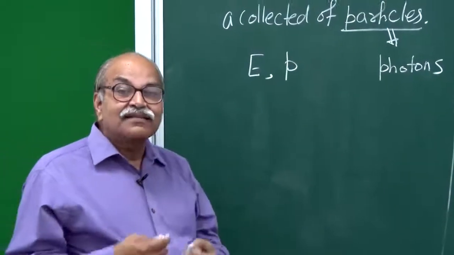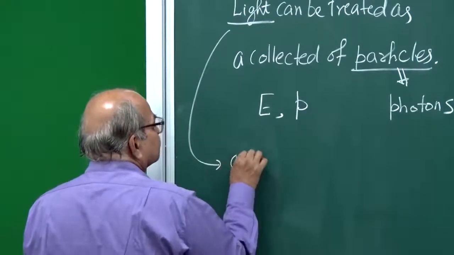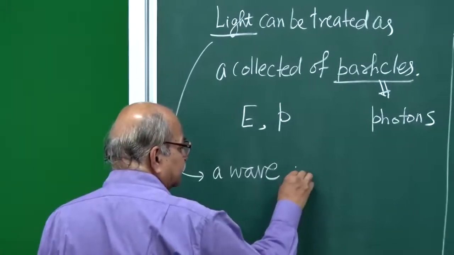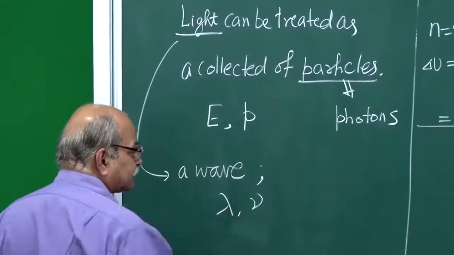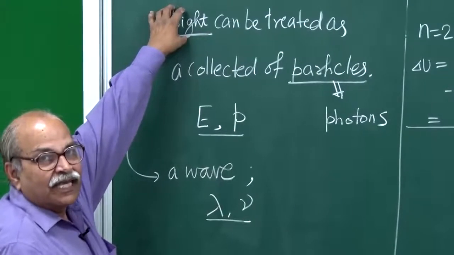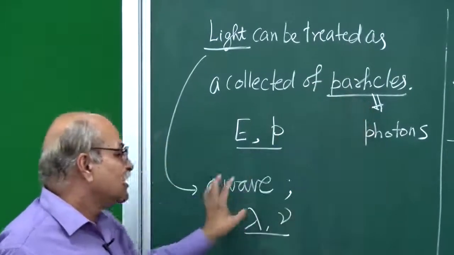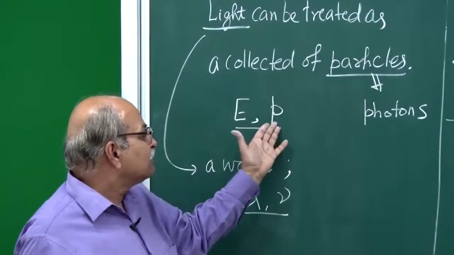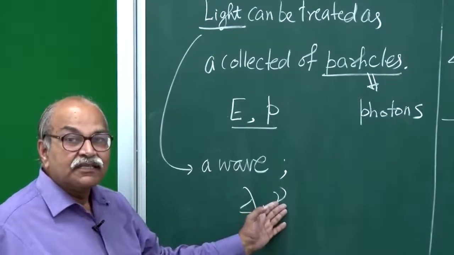These are particle characteristics. At the same time, this light can also be treated as a wave. And when it is treated as a wave, the characteristic things are wavelength and frequency. So the same object, light or EM radiation, can be regarded as a collection of particles, a collection of photons, or a wave. When you talk in terms of photons, you talk of energy and momentum. When you talk in terms of waves, you talk of wavelength lambda and frequency nu.